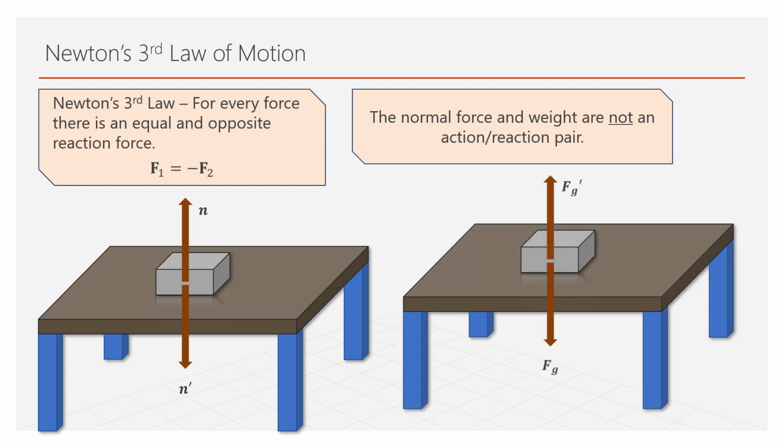The other pair is the pair of weights. Because the block is on the earth, the earth pulls it downward with a weight force. But there is a reaction force, and that is the block is pulling the earth upward with the same amount of force.